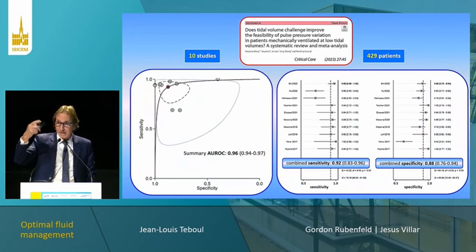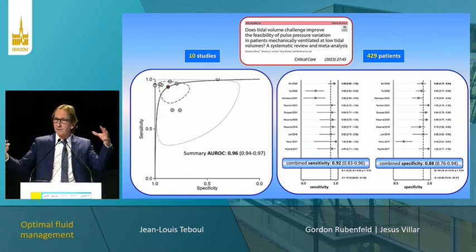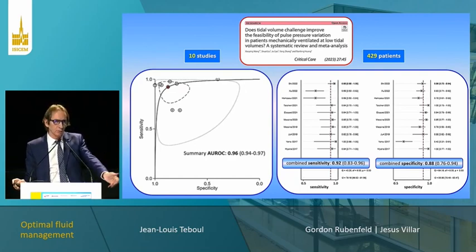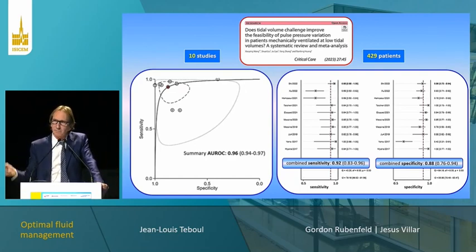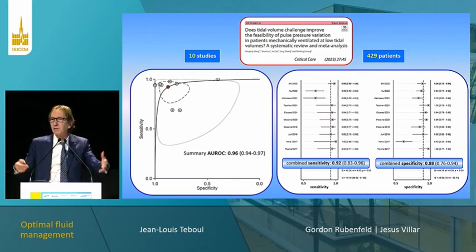This is a recent meta-analysis published in Critical Care some weeks ago. In this meta-analysis coming from China, the authors pooled all the studies that were published about a tidal volume challenge, and they found a nice summary area under the ROC curve, 0.96, with a good combined sensitivity, 0.92, and good combined specificity, 0.88. So it seems to work.